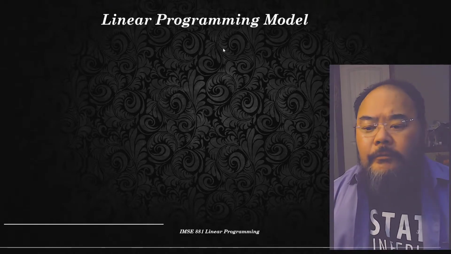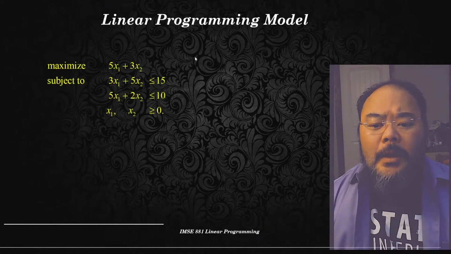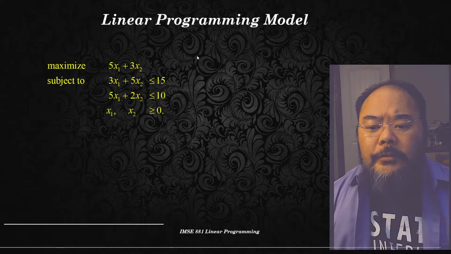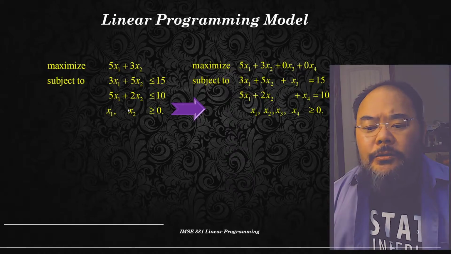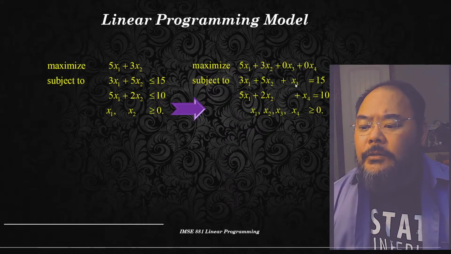Okay, we're giving you the first example model: maximize 5x1 plus 3x2, subject to two constraints, 3x1 plus 5x2 less than or equal to 15, and 5x1 plus x2 less than or equal to 10, where x1 and x2 are non-negative. We add slack variables x3 and x4 to the system to make the constraints equalities. The x3 and x4 have no impact on the objective function.